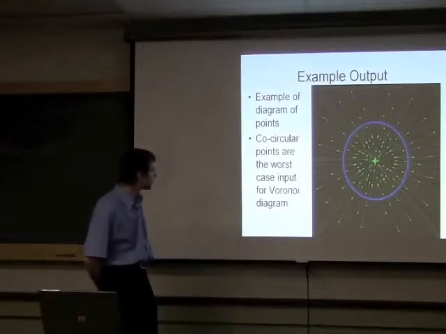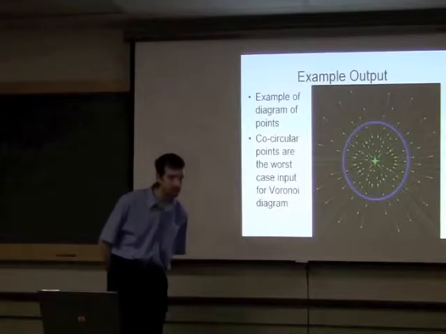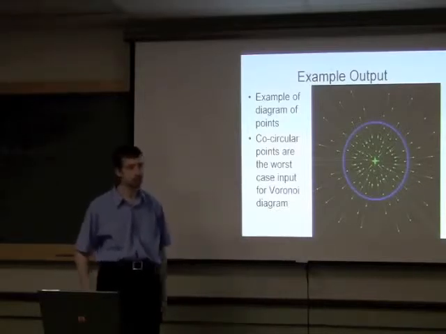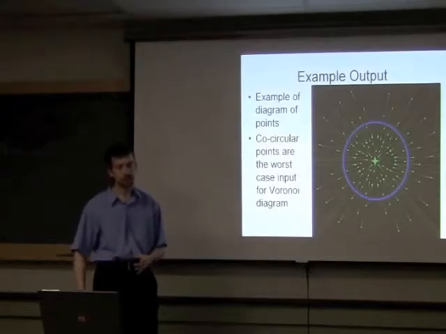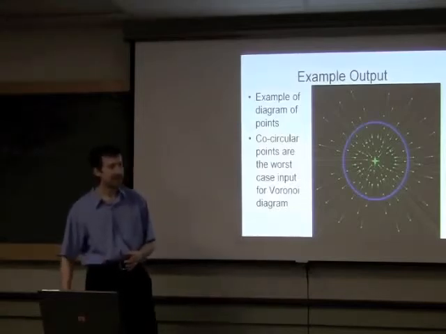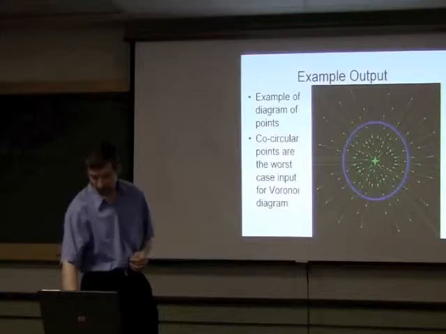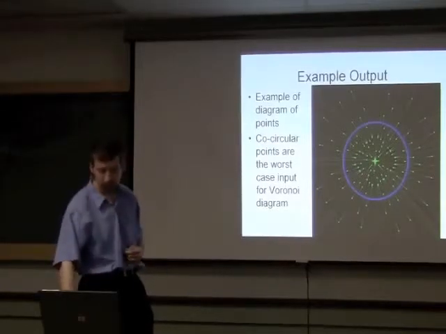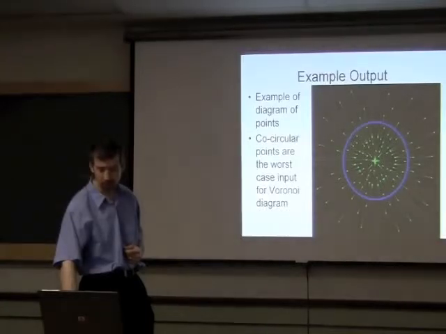And the co-circular points are the worst case for Voronoi diagram algorithms. And especially in CAD, every rectangle is 4 co-circular points. And everything is rectangles. It better work. And of course, a square grid of points is one of the cases that we were doing very early on to get the algorithm running.